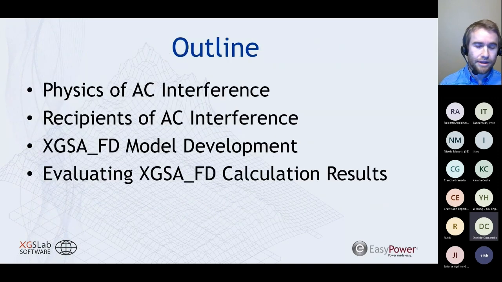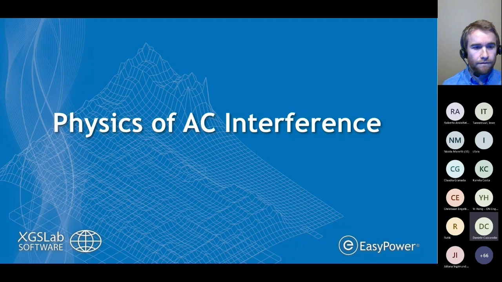To get to that goal, we're first going to make sure everyone's on the same page as far as what AC interference is, the physics associated with that. Then we'll talk about some of the recipients associated with AC interference and what engineers are potentially studying for these effects in shared corridors. Then I'm going to switch over to the software and step through some model development with XGS-AFD and some of the analysis, how you look at the results of that software.